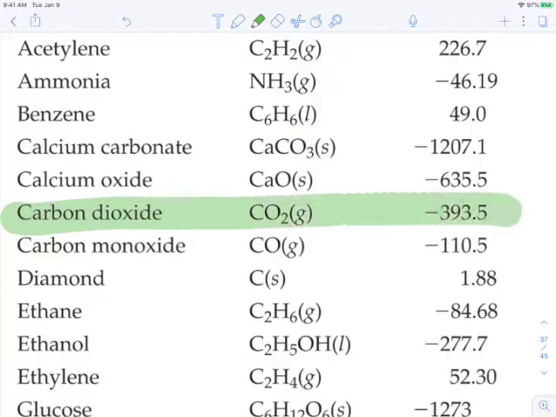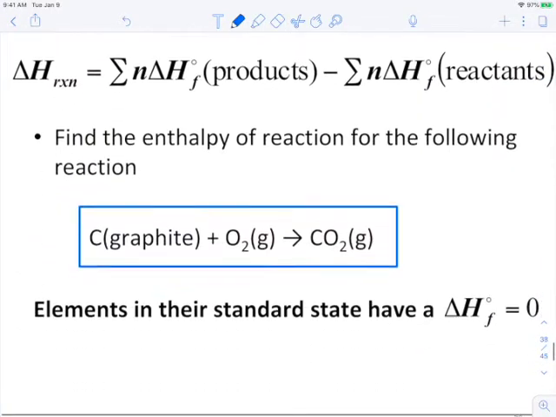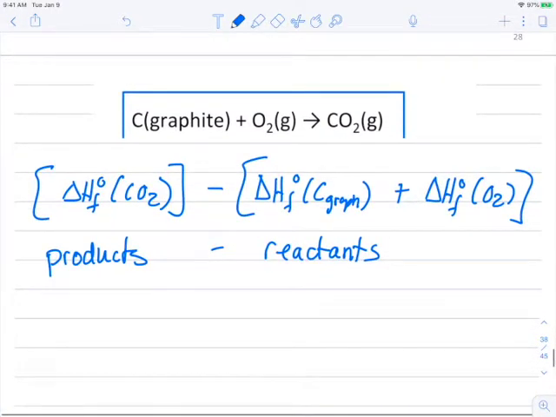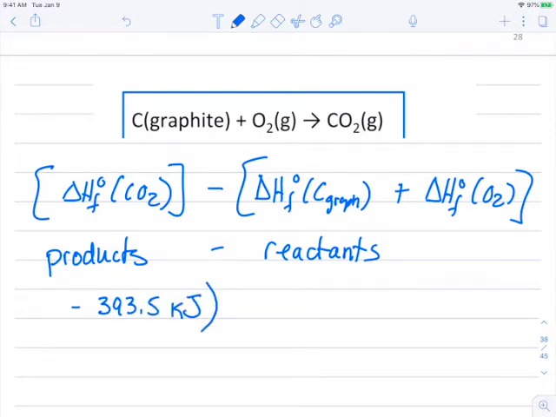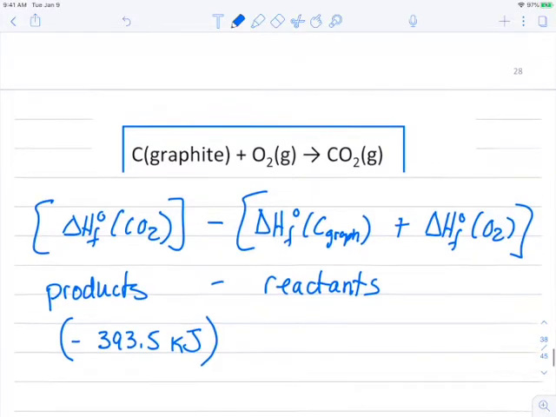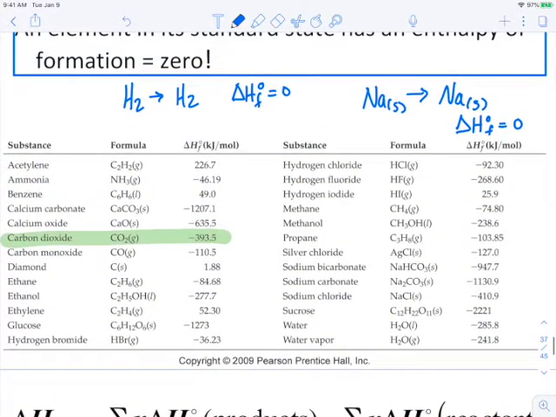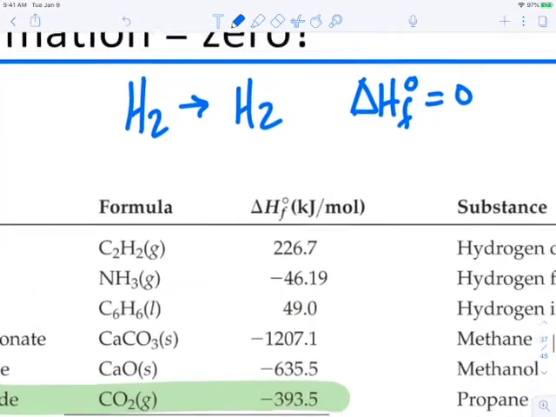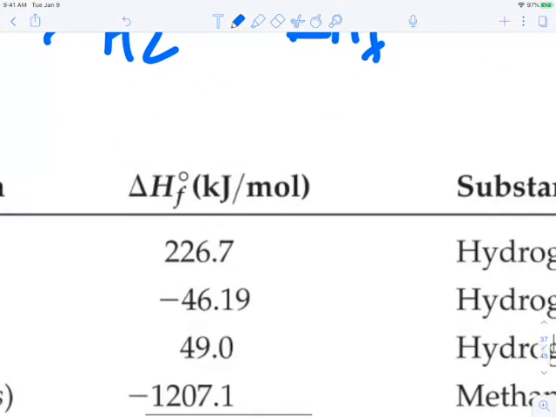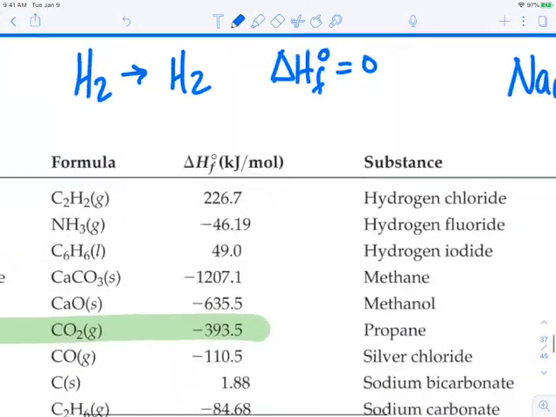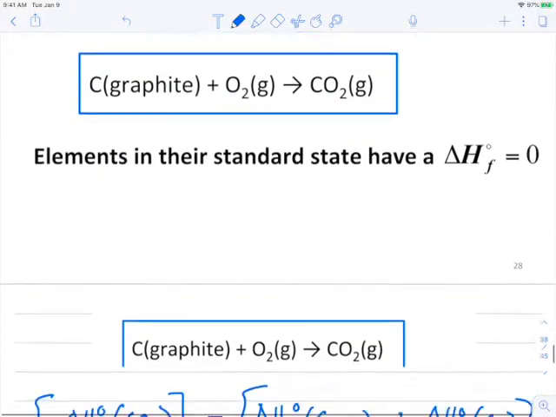Here's our carbon dioxide, and it is negative 393.5. And this is in kilojoules. By the way, your unit will always be on the top of your table. So here are those units right here, kilojoules or kilojoules per mole. Either one is fine with me.